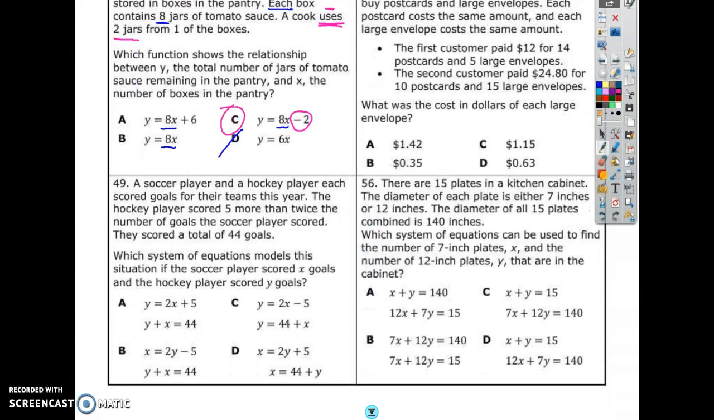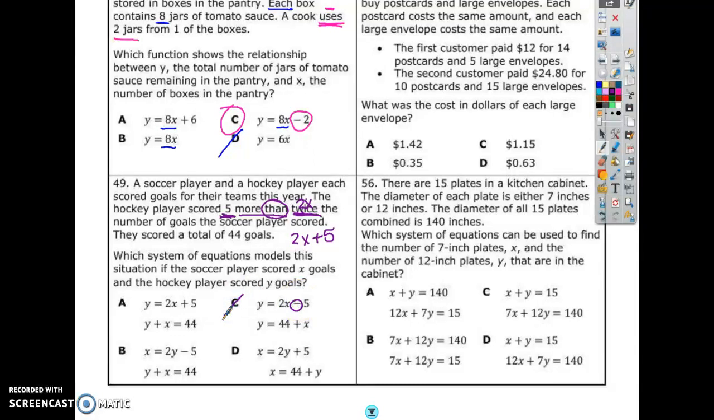Problem 49. 5 more than twice the number of goals. All of those keywords I just told you about. What does twice mean? Times 2, so 2x. Right? Let me write it better. 2x. And if I said more than, the word than, you flip them. So the 2x goes first, and the 5 goes second. So that's one of my equations, not minus.